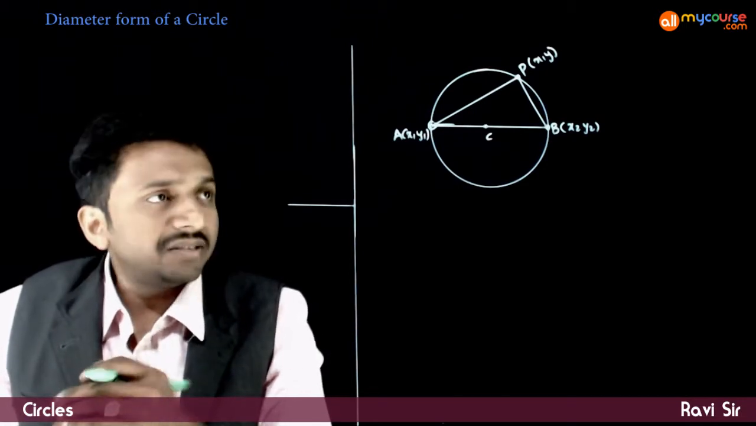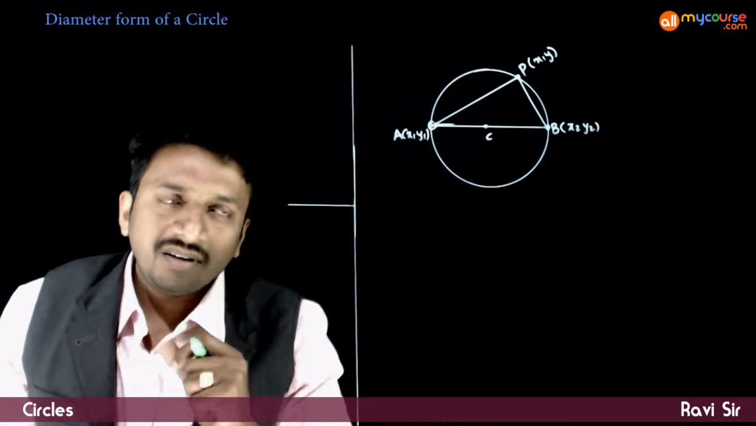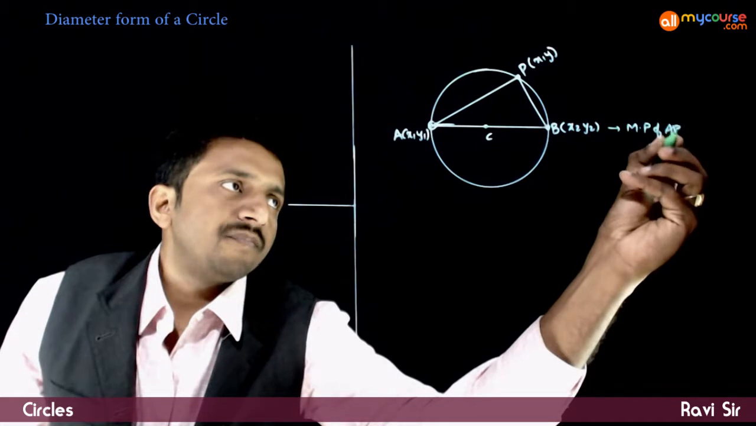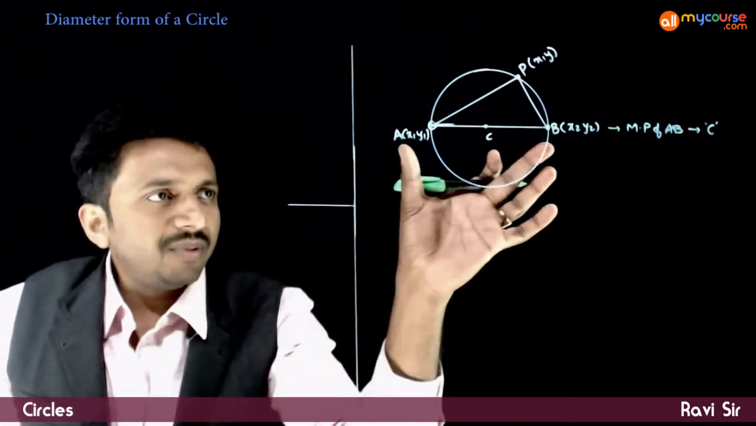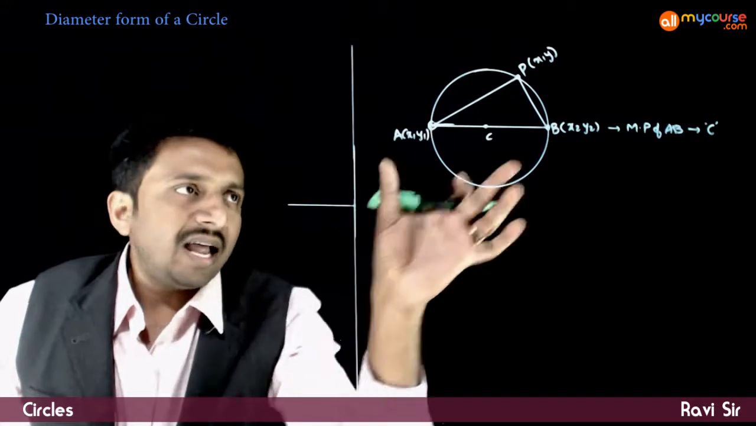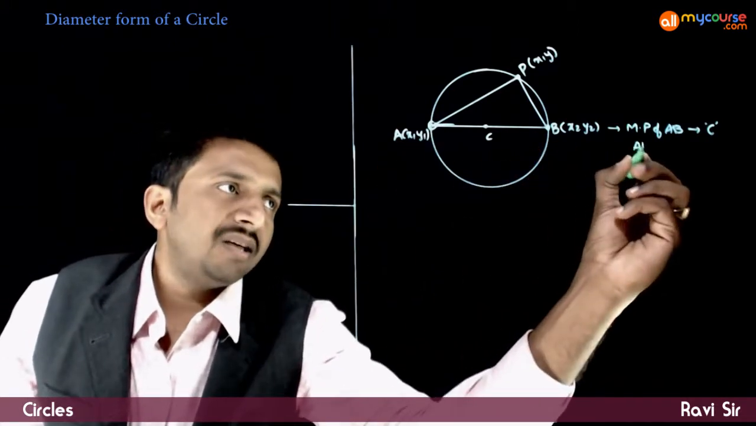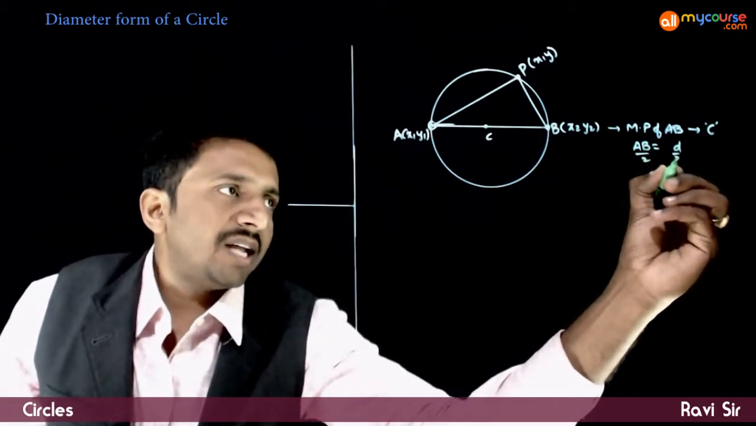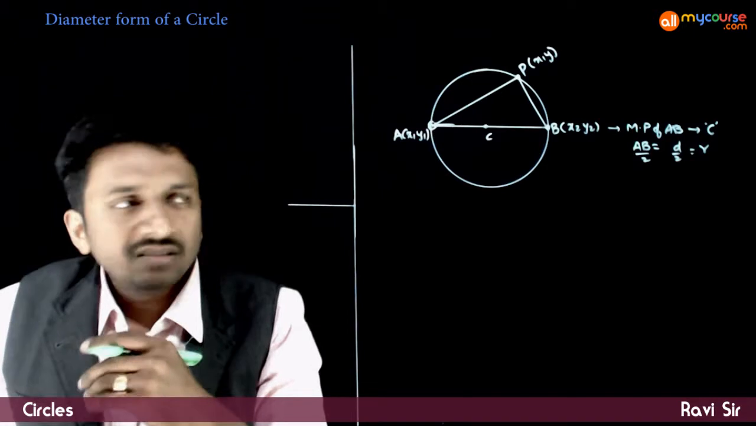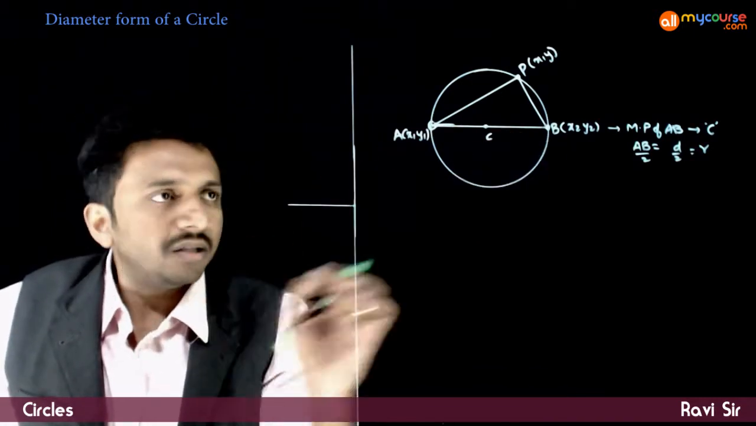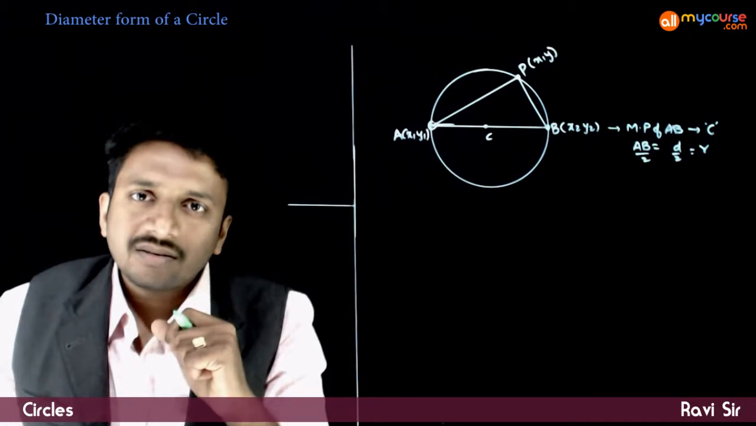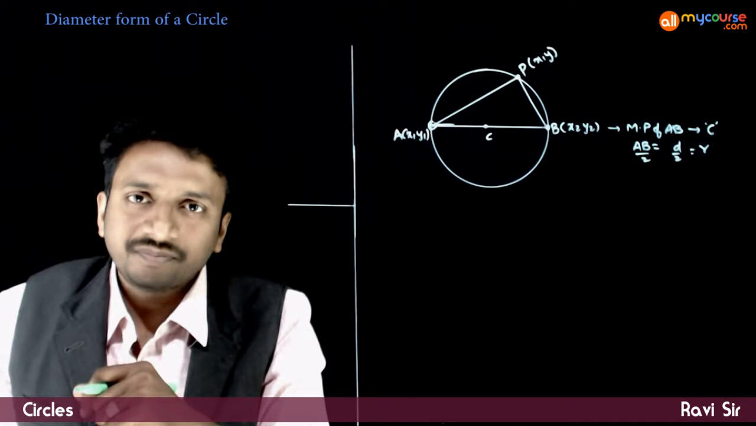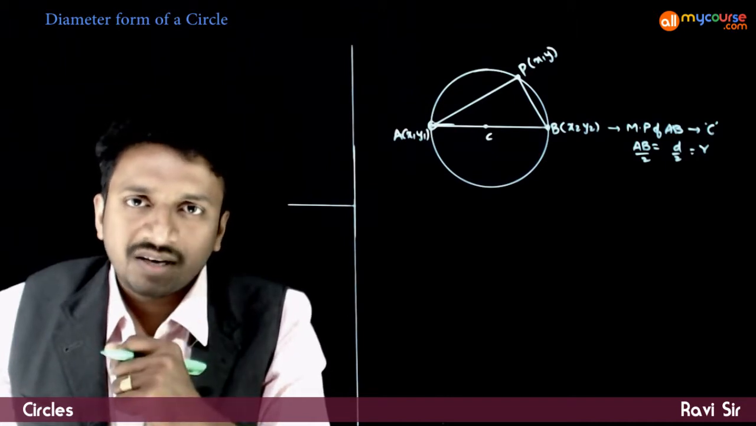Theoretically, yes. Because if the endpoints of diameter are given, effectively if you find the midpoint of AB, you get the center, right? The midpoint of diameter is the center. And if you find the distance AB, that will give you the diameter. So distance AB by 2 is diameter by 2, which is the radius. So effectively, if you know these 2 points, you know the center, you know the radius. So once you know the center and radius, you can find the equation of circle.